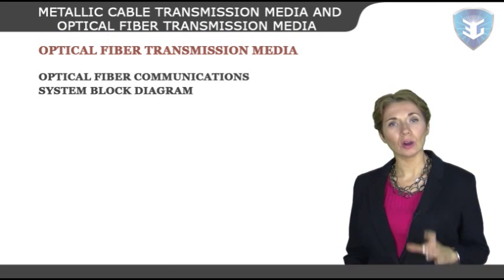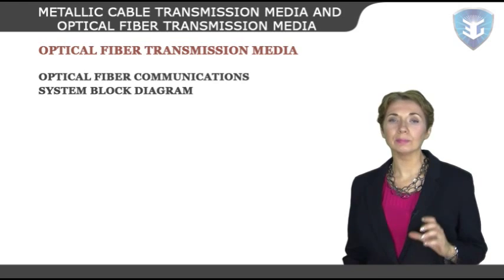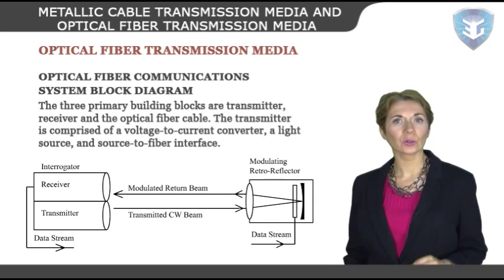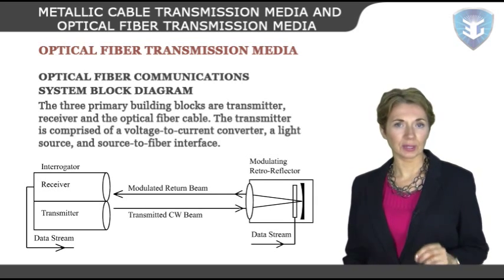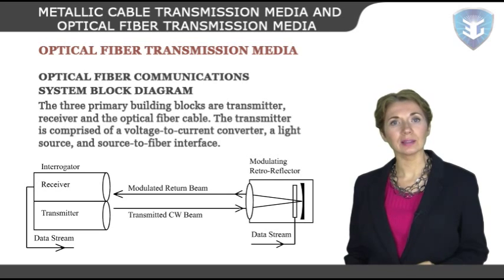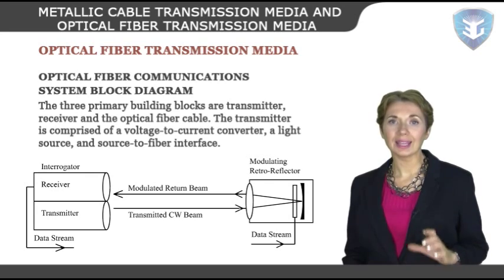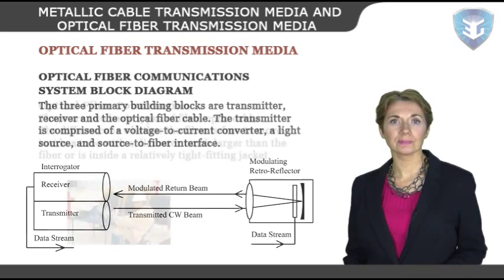Let's now learn about the optical fiber communication system block diagram. The three primary building blocks are transmitter, receiver, and the optical fiber cable. The transmitter is comprised of a voltage to current converter, a light source, and source to fiber interface. The fiber guide is the transmission medium, which is either an ultra-pure glass or a plastic cable. The receiver includes a fiber to interface, a photodetector, and a current to voltage converter.